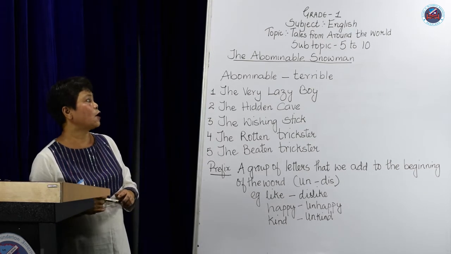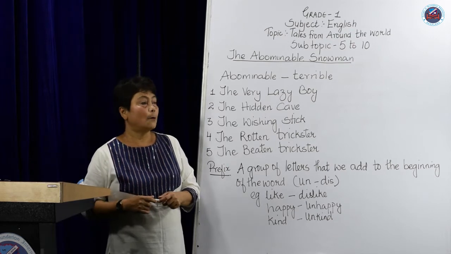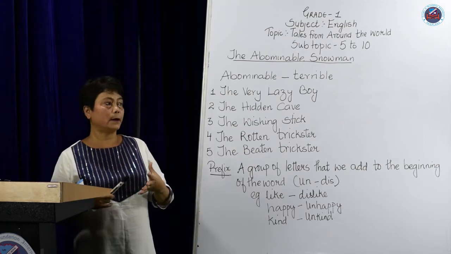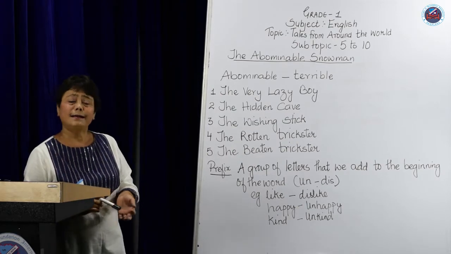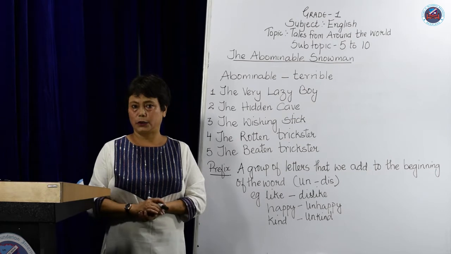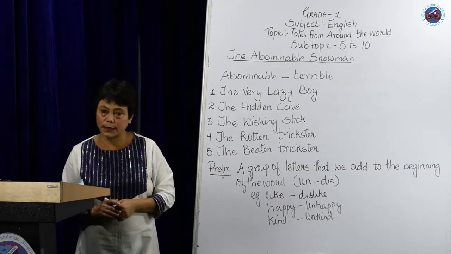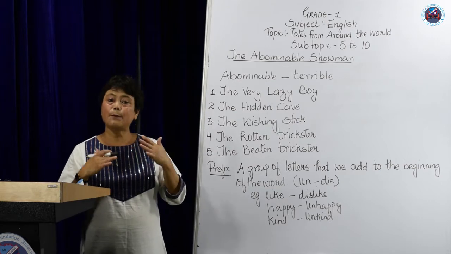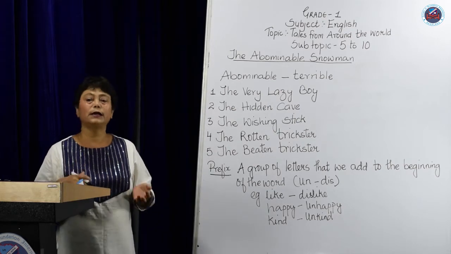What is the meaning of abominable? Abominable means terrible, a horrible one. Now, this story has chapters. Do you know what a chapter is? A chapter is a part of a story that helps us to read the story easily.